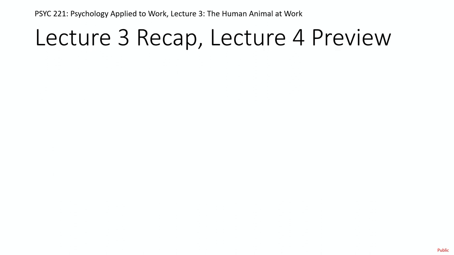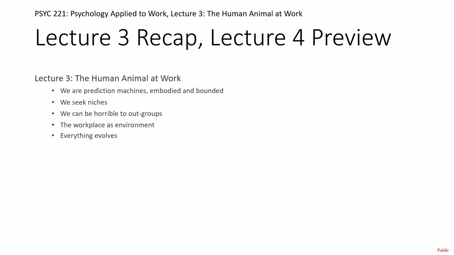Okay, so that finishes our lecture. And we talked about prediction machines and embodiment and bounded rationality. We talked about niches. We talked about in-groups and out-groups. We talked about the workplace as an environment. And we talked about how everything evolves.